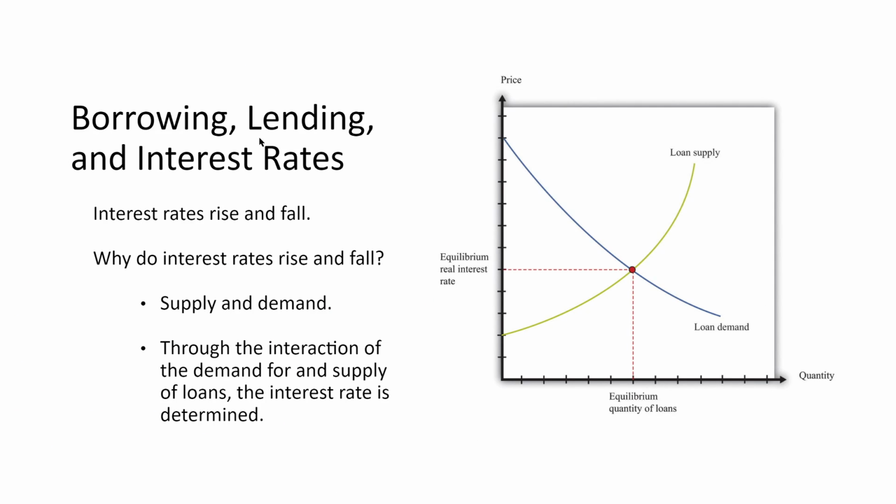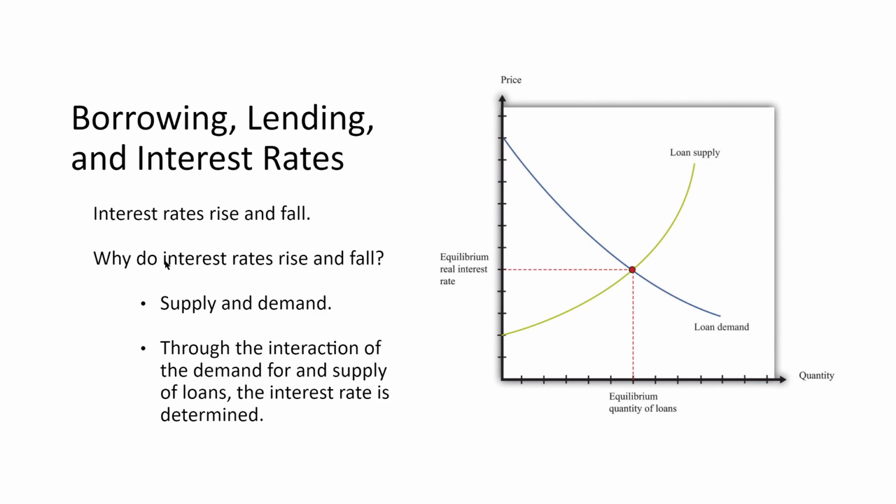Okay, so how do we figure out interest rates? Is that just magic? No, it's not magic. It's the same idea that we've worked with in chapters 3, 4, 5, and 6. So we have demand for loans, and then we have supply for loans. And where those two things intersect, that's our equilibrium, and we call that the real interest rate.